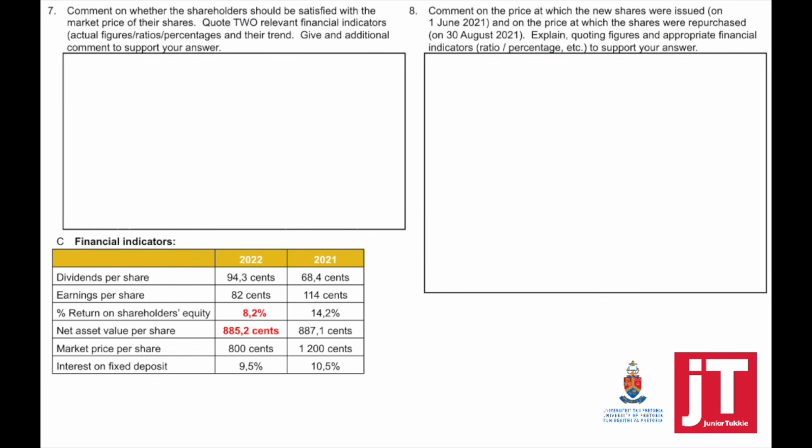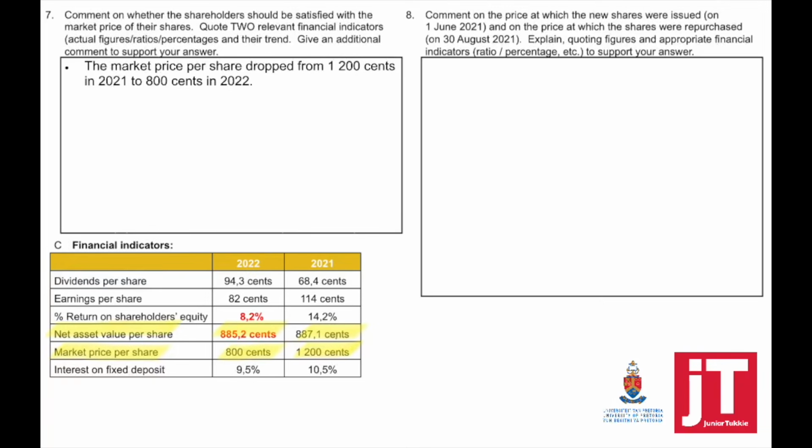Question number 7. Comment on whether the shareholders should be satisfied with the market price of their shares. Quote 2 relevant financial indicators, actual figures, ratios, percentages, and their trends. Give an additional comment to support your answer. Starting with the market price. What happened? The market price decreased from 1,200 cents to 800 cents.